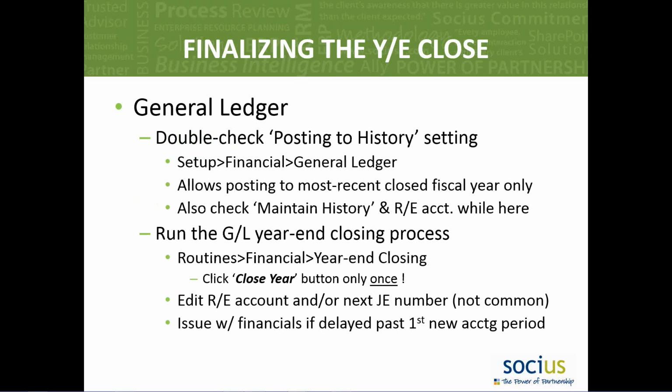Okay, so also with the general ledger, you want to double check posting to history, because when you close your year, you have an option of allowing individuals to post transactions, such as audit adjustments, into a closed year after you've closed it. If that's the case, then you need to go into your setup and double check to make sure that all of that is aligned. But you can only post to the most recently closed fiscal year.